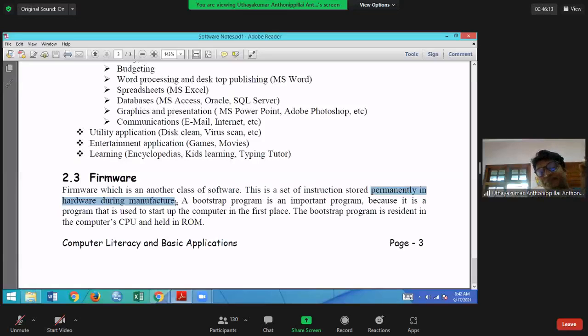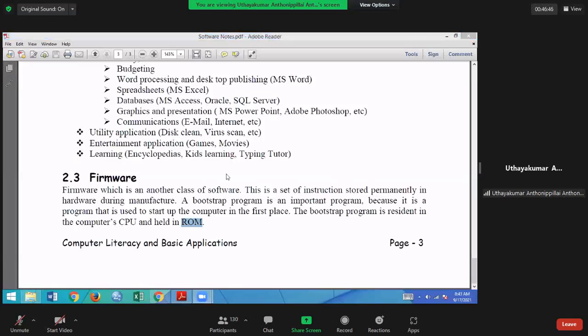Normally, the one and only example for firmware is ROM chips, right? ROM chips, read-only memory. When you switch on the computer, in the initial stage of the bootstrap program, the booting stage, one black screen is displayed, and then one after the other, other commands will appear.